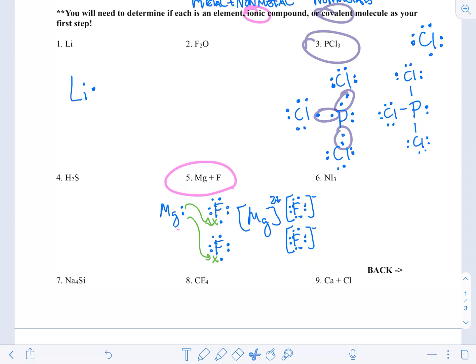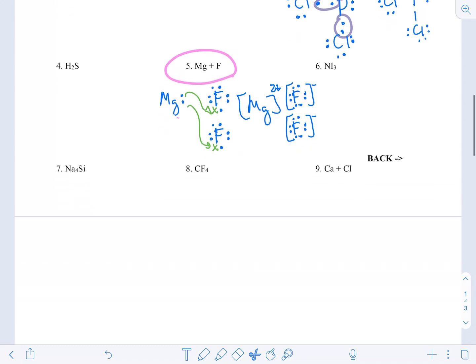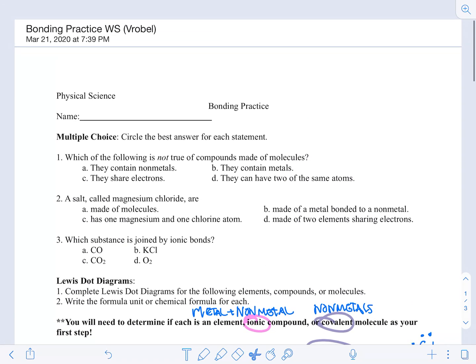Okay, so obviously when you see a plus sign, that probably means that it's not a covalent compound. When you don't see a plus sign, that probably means that it is a covalent compound.